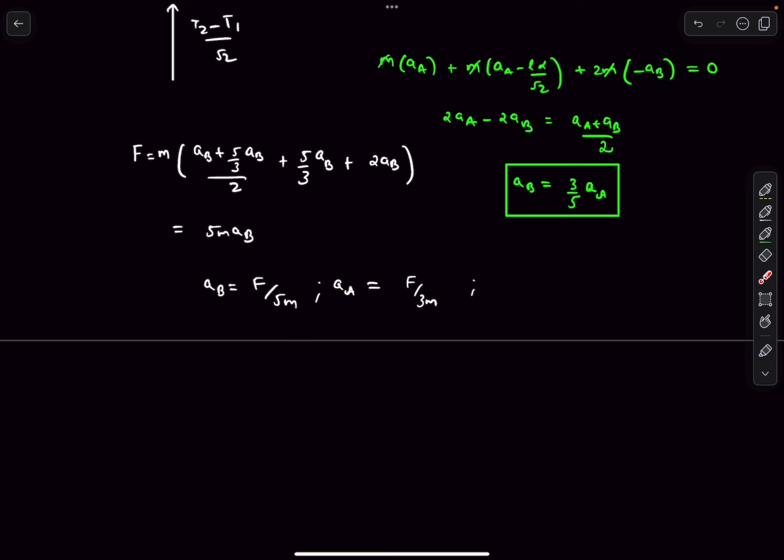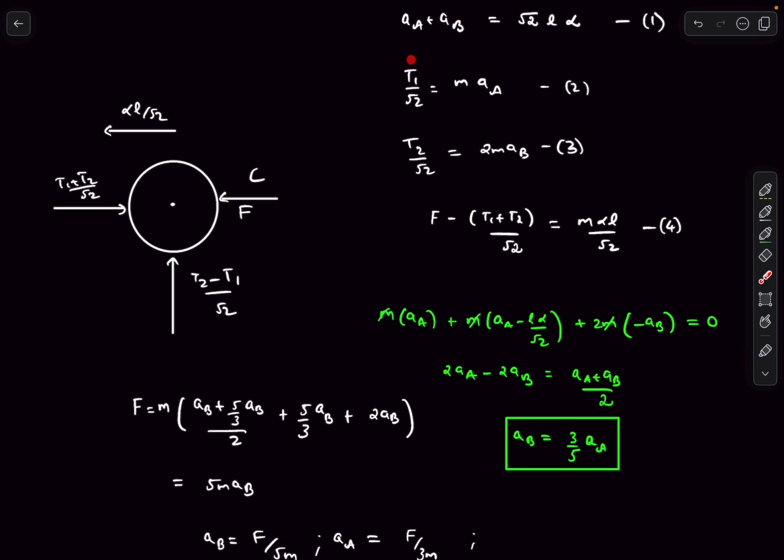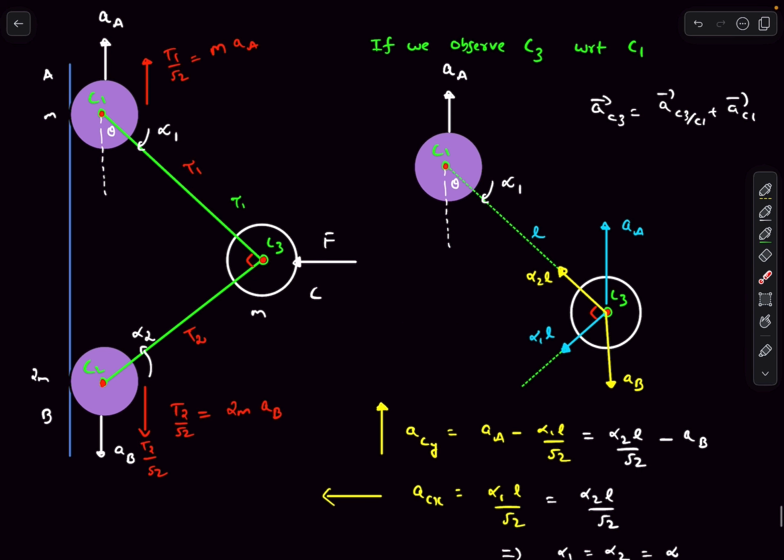So you can basically solve for the acceleration of A as well. Now if you want to determine T1, T2, alpha, all you have to do is substitute everything back. Okay, so that's it for this question, guys. Now let's move on to one more question.